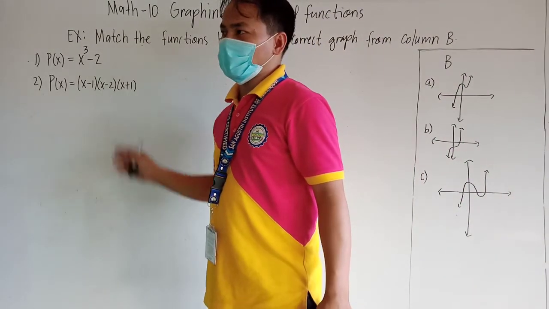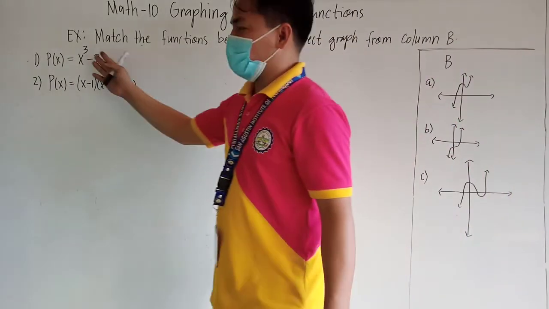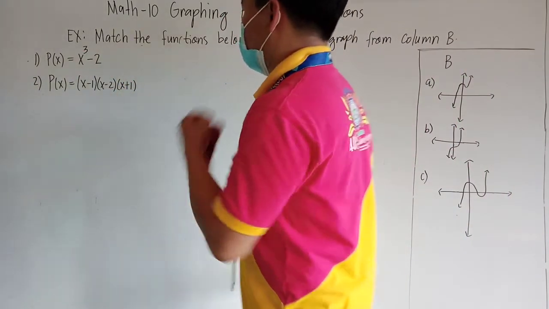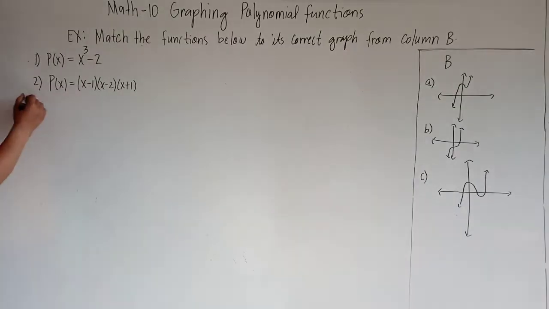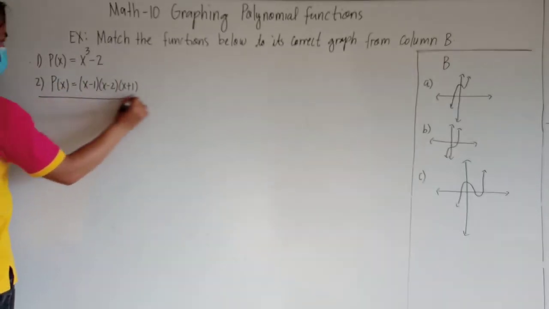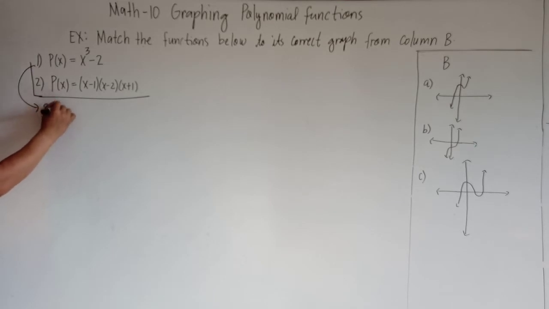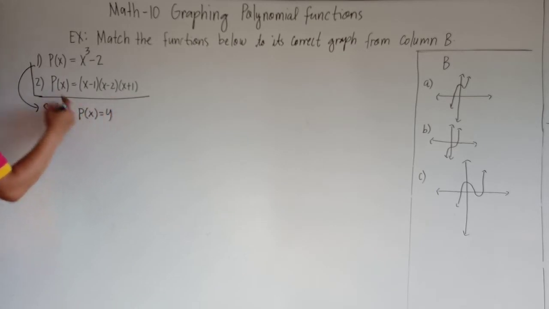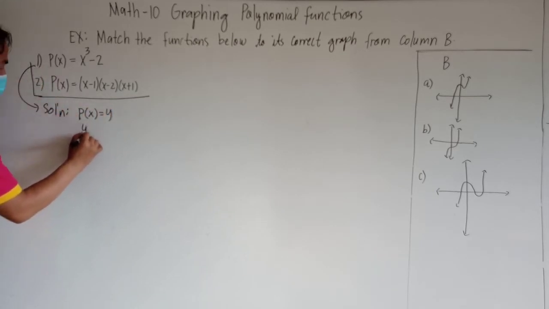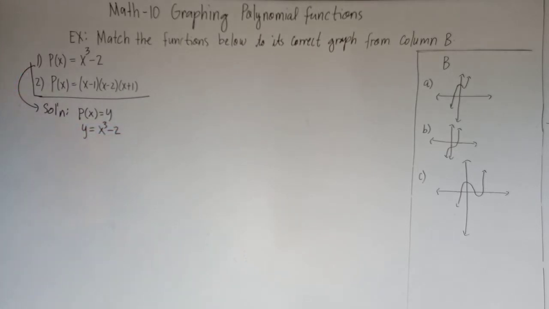So we are going to indicate which of these three graphs has a function like number 1 and number 2. Okay, so let us start with number 1. Okay, so for number 1, from p of x, we can actually let p of x be equal to y. So from that, we can write y is equal to x cubed minus 2.